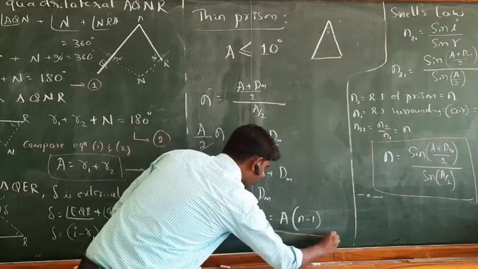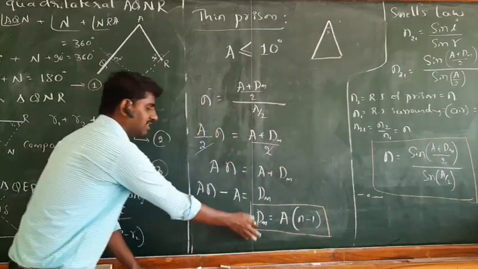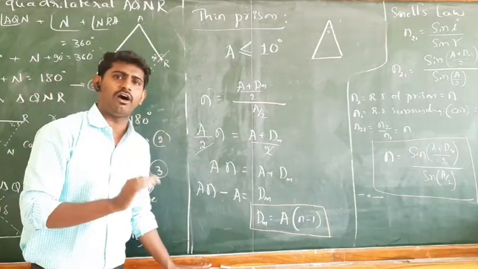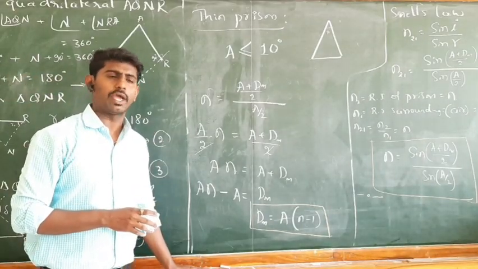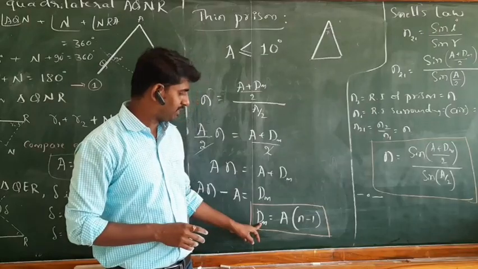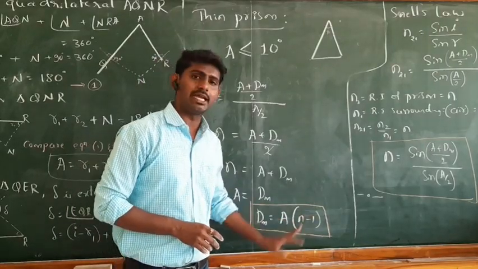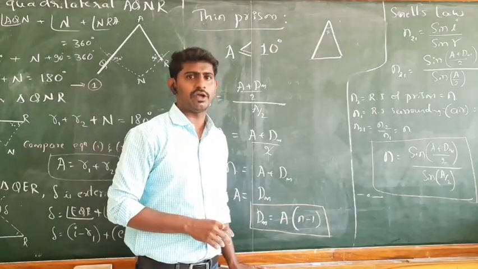So there is one more important result, and this formula is applicable only for the thin prism. The minimum deviation in a thin prism is equal to A into n minus 1. Okay, note these points.